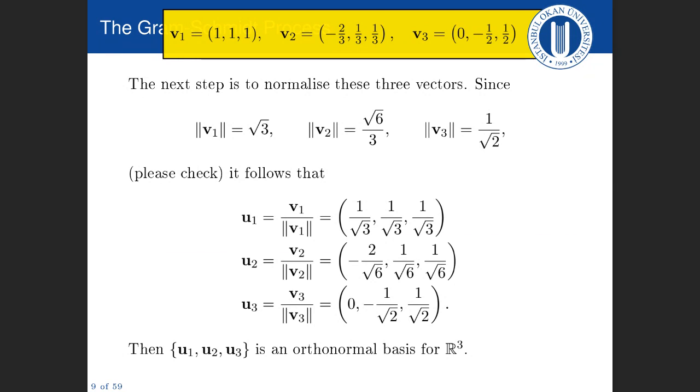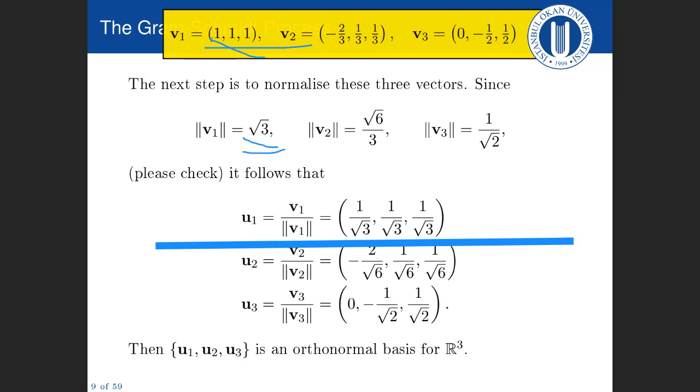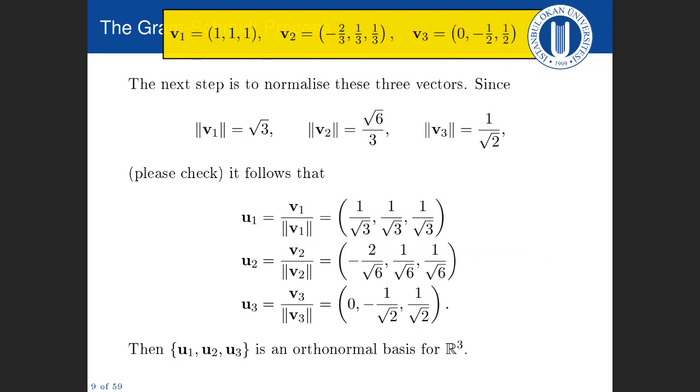For example, u1 is v1 divided by the norm of v1. So that's the vector 1, 1, 1 divided by the square root of 3: 1 over root 3, 1 over root 3, 1 over root 3. We now have three unit vectors which are each orthogonal to each other. So we have an orthonormal basis for R3.